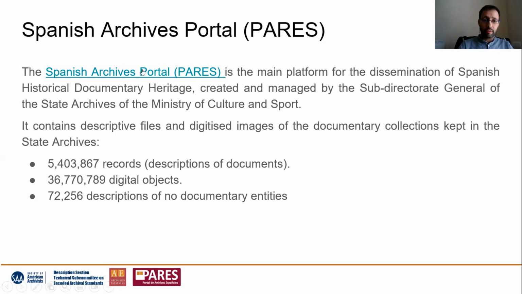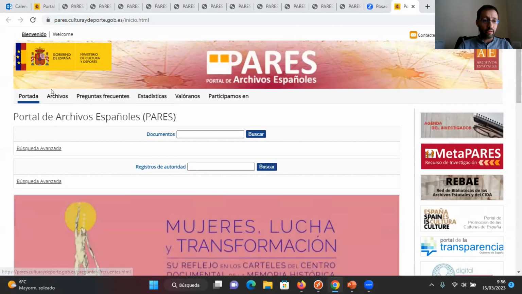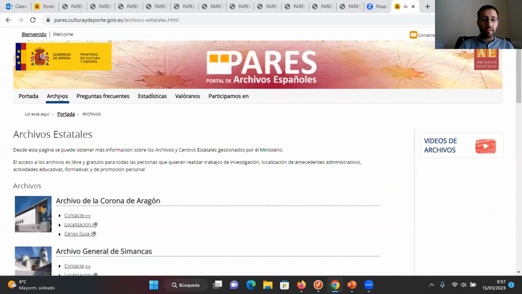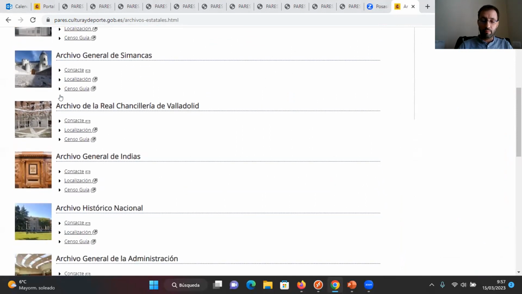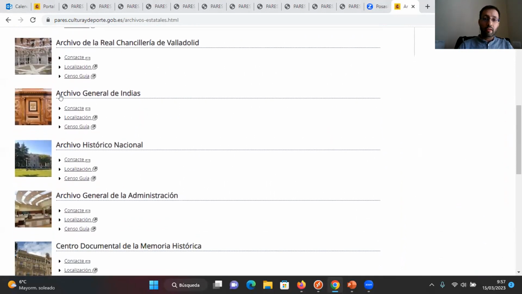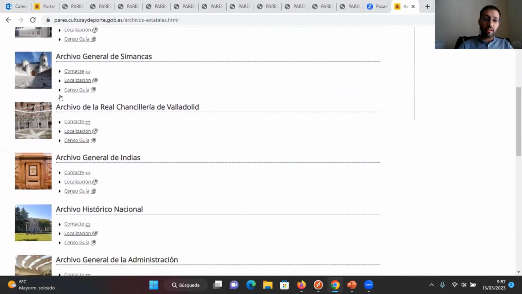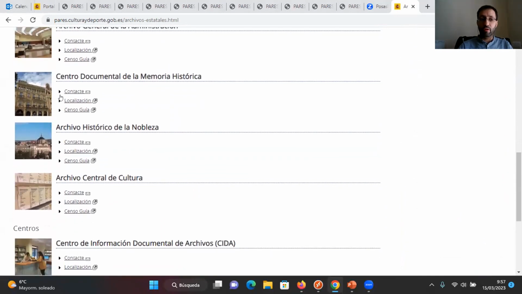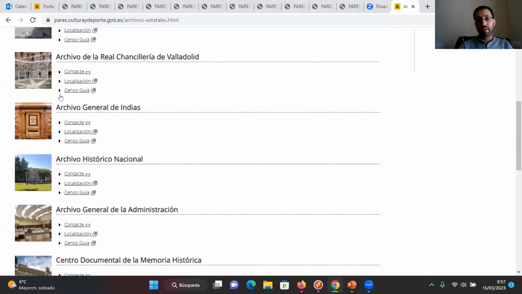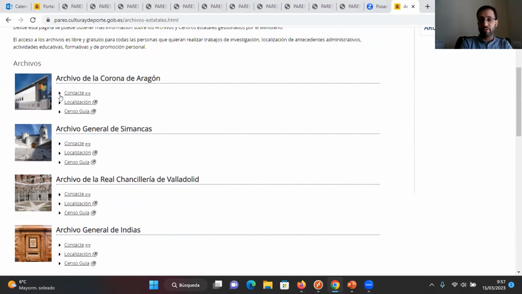This is our website. If you want to enter another location, these are the archives that, for the moment, have information in this portal, Pares. Only the state archives, the national archives, have information for the moment in the Spanish archives portal, not other archives like regional archives or other administrations.